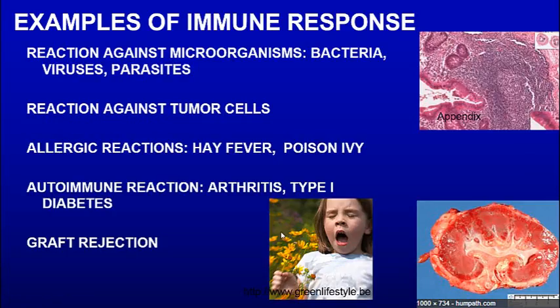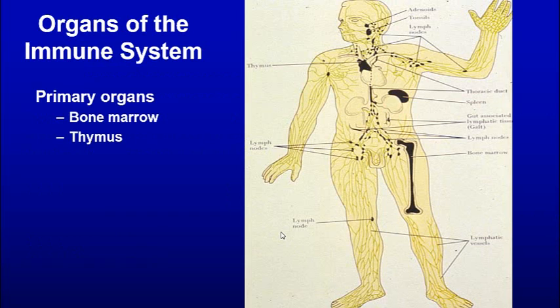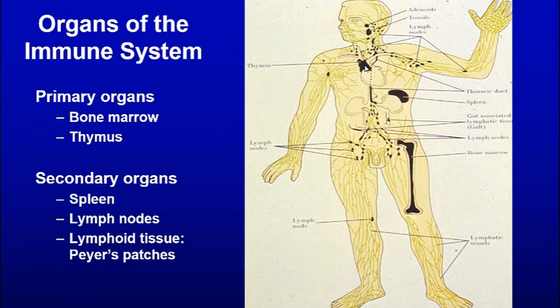You reject the graft as a type of immune response. So the organs of the immune system, there's primary organs, and that's the bone marrow and the thymus for the T and B cells. And then there are secondary organs. And secondary organs, there's the spleen, lymph node, and lymphoid tissue, Peyer's patches. So the primary organs are going to produce the cells that are then going to seed the secondary organs of the body.